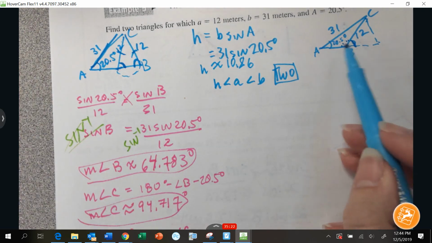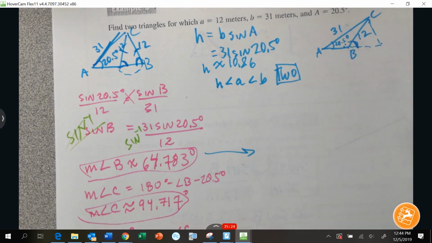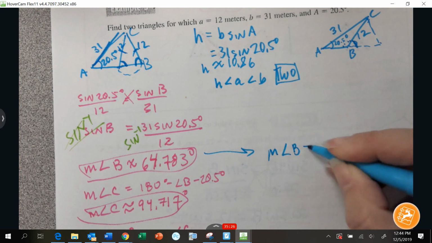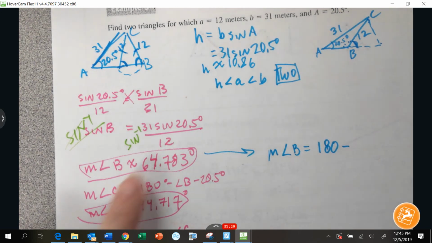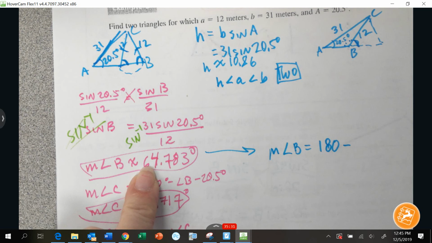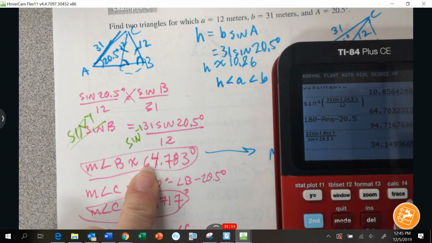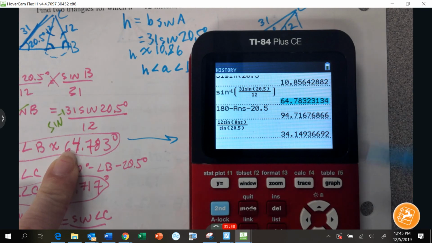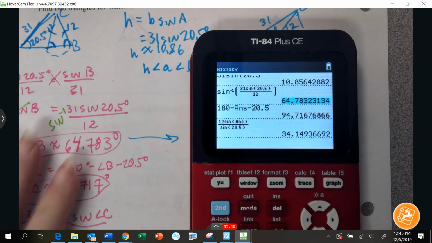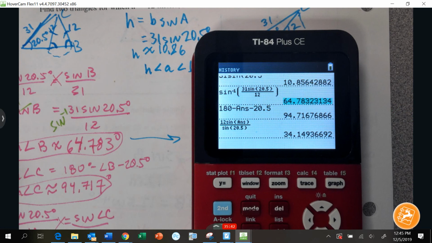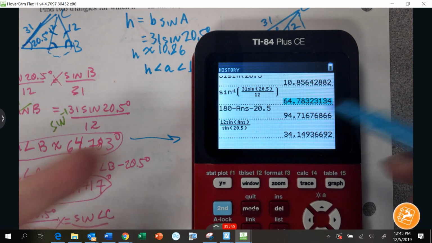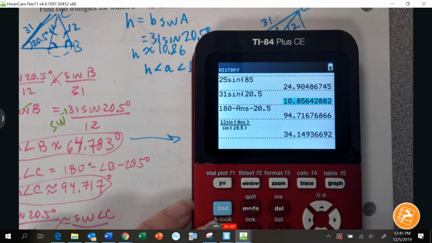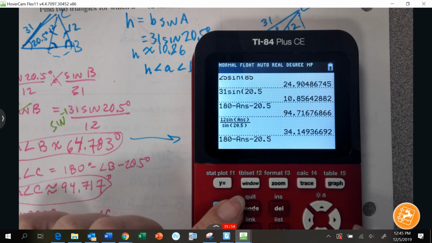Yeah, those are a linear pair. So for angle B, we're going to take 180, and we're going to subtract off this answer from before. So remember how I told you to store stuff? For those of you that have that older calculator and can't go up and pick the answer from before, this might be a good one where you use the storing function. Or you can just retype in what you had before.